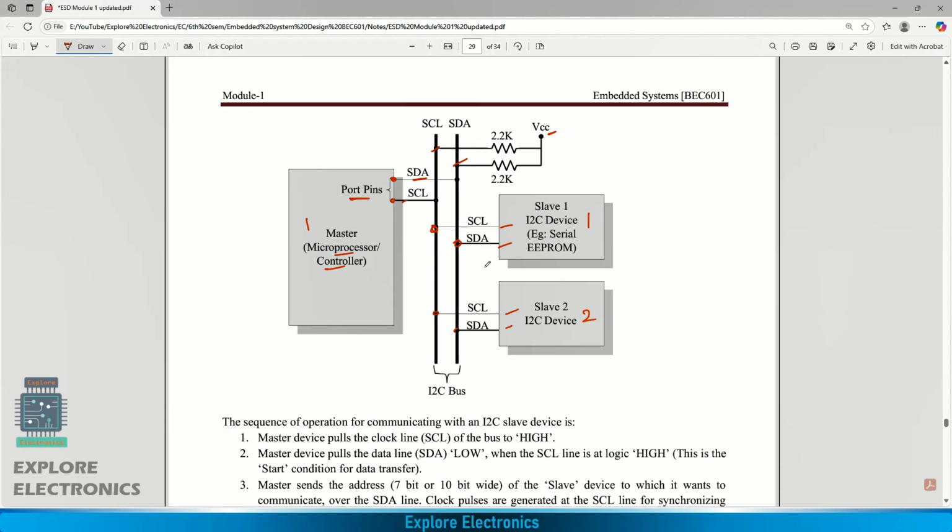Okay, so depending on the data or depending on the address of this particular device, I2C will be having a certain pattern to send the data. Depending on that, we will be choosing slave 1 or slave 2. It will be having a chip select address. Depending on that, we will be selecting this device or this device.